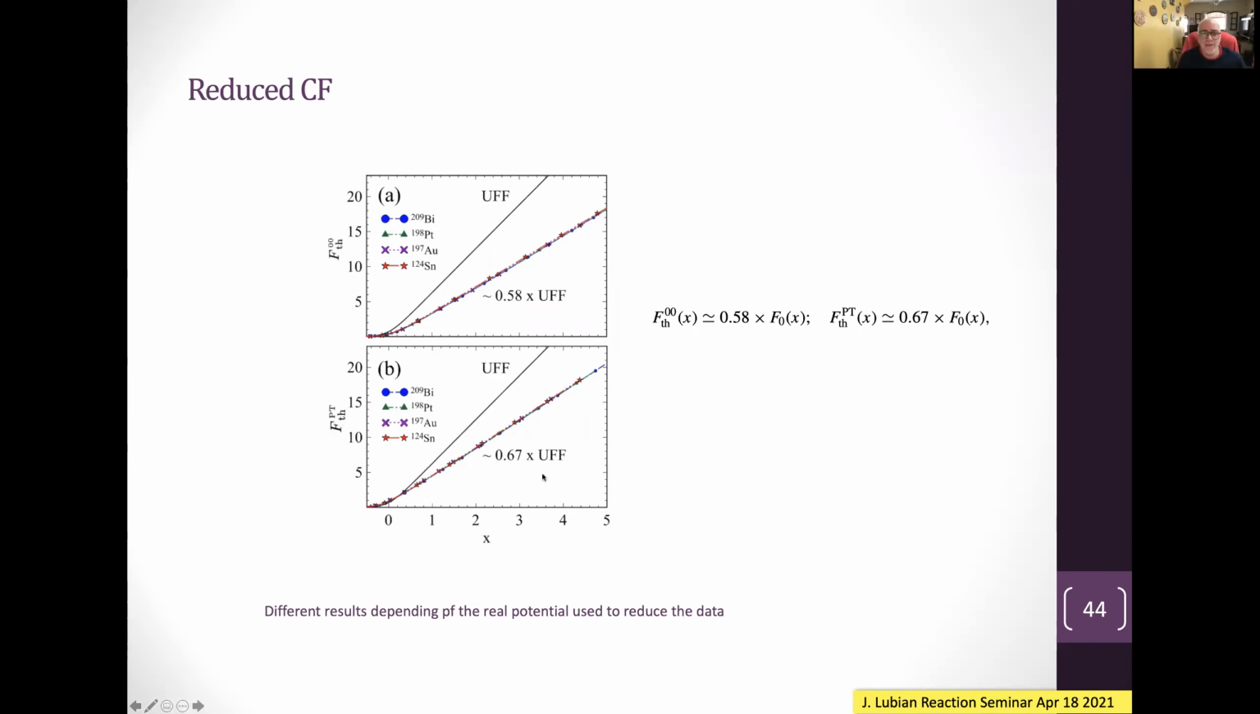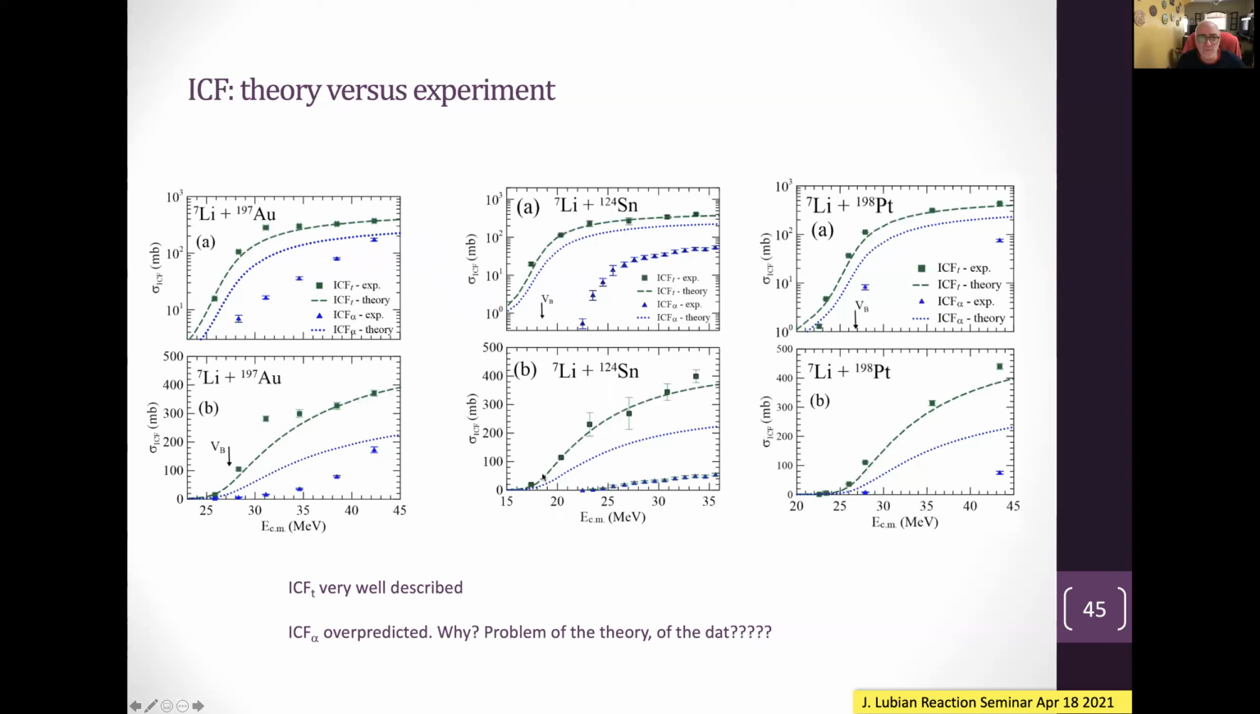Here are our results for incomplete fusion for all the systems involving lithium-6 and lithium-7 and gold, tin, and tin. We see that in the case of the Triton, they are all represented in green. We have quite good agreement. But in the case of alpha capture, we have a systematic overestimation. So this is something we do not understand completely by now, and we are trying to understand if it is a problem of the potential we are using or a problem of the data.